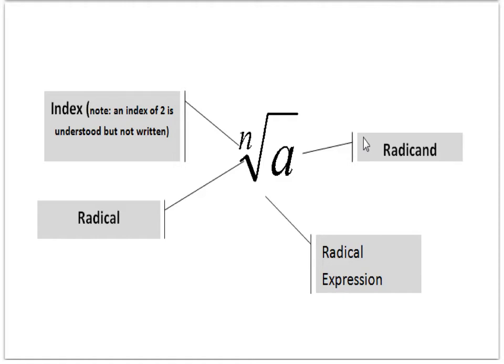The index is this number right here, and that tells us what root we're looking for. Generally, if we're taking the square root, we don't write the 2. You won't see a number there, but if it's a cube root or a fourth root or a fifth root, anything above a 2, then you'll have a number there. The radicand is the number that is underneath of the radical sign, and the radical is just the big check mark. And then the whole thing is referred to as the radical expression.